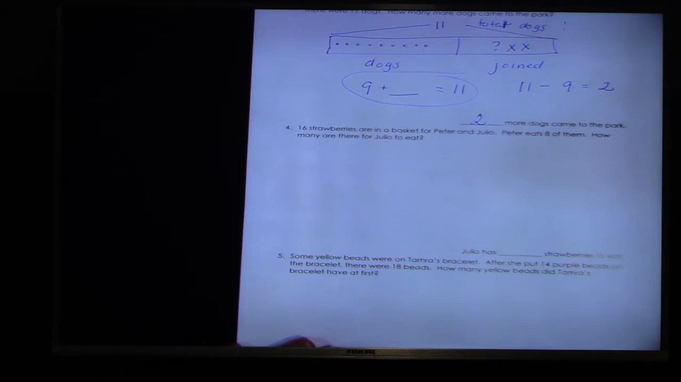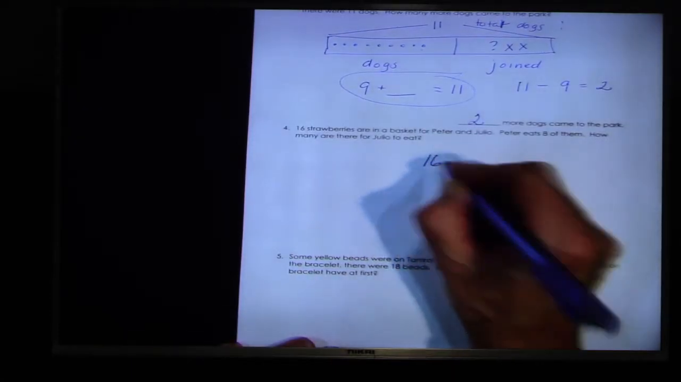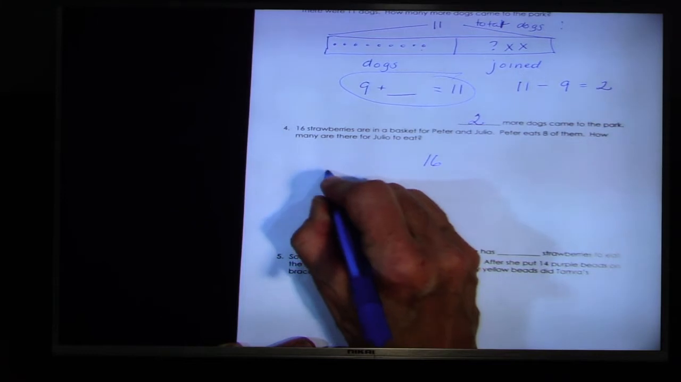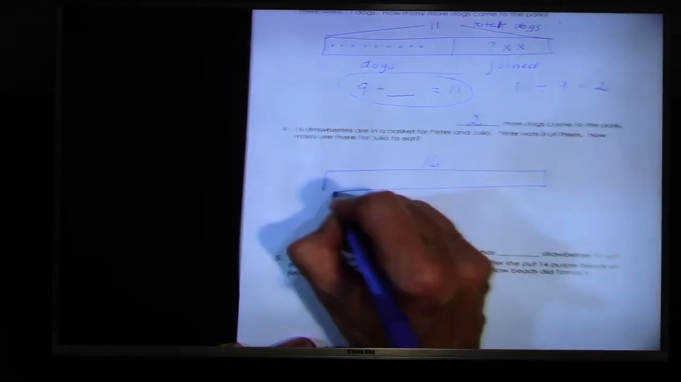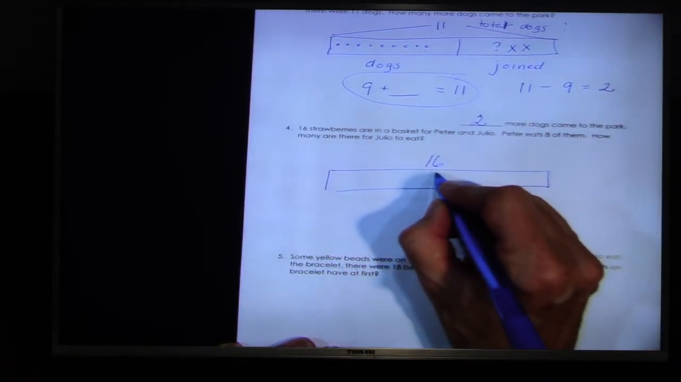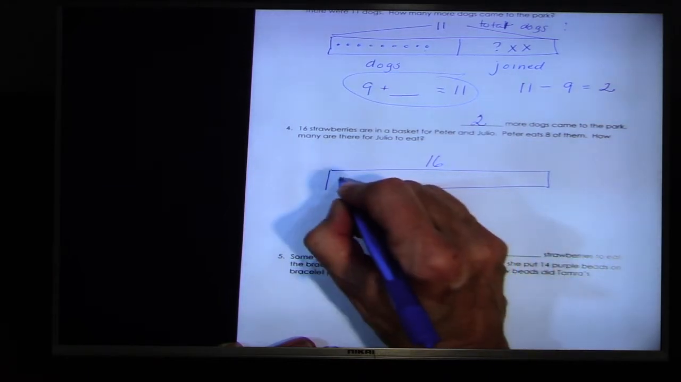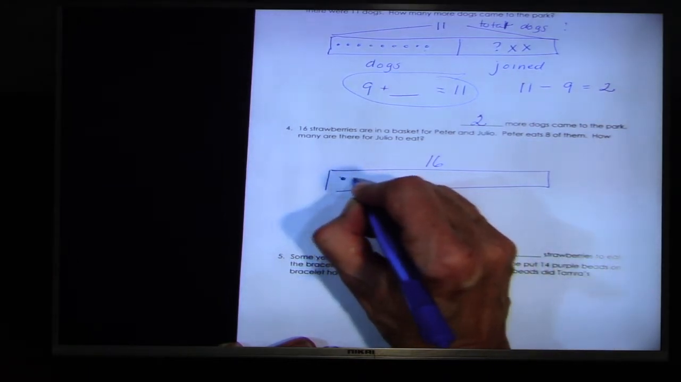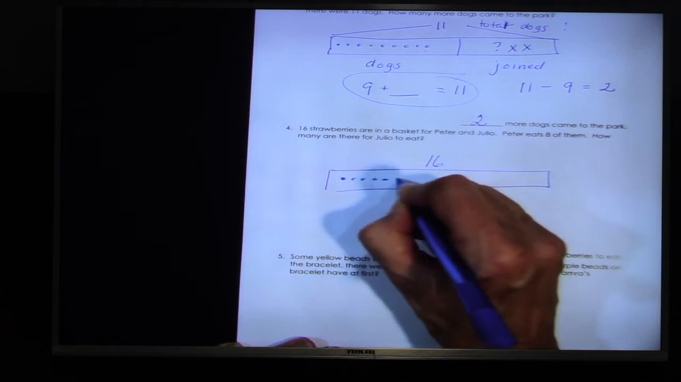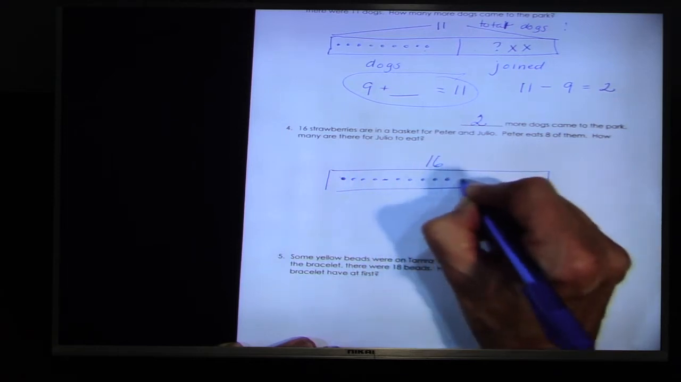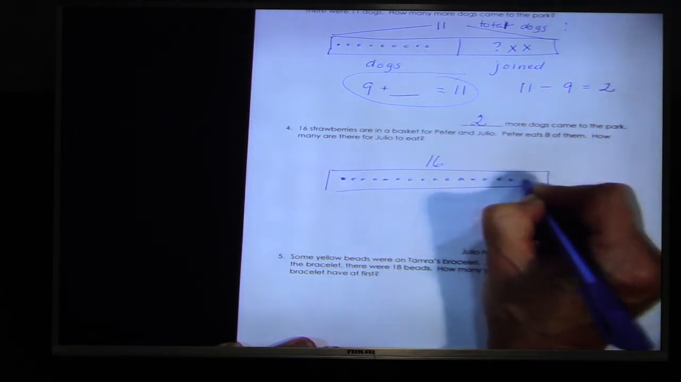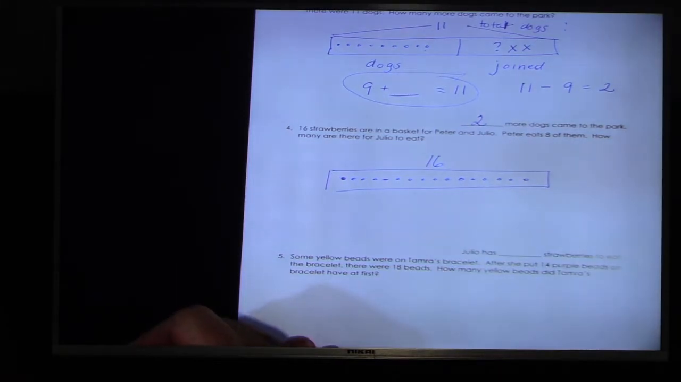So now, 16 strawberries in a basket for Peter and Julio. Peter eats 8 of them. How many are there for Julio? So now we're starting with the total. So I'm going to draw all of them. 1, 2, 3, 4, ... 10, 11, ... 15, 16. I have my total.